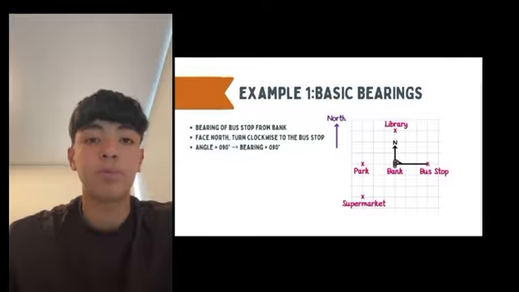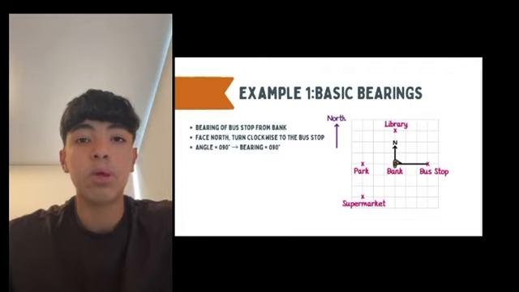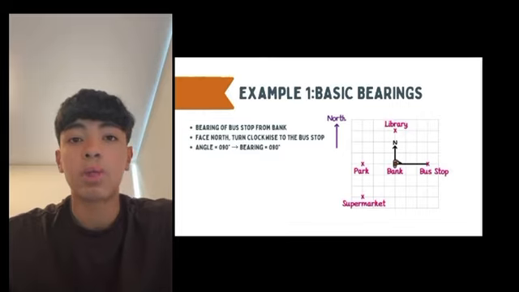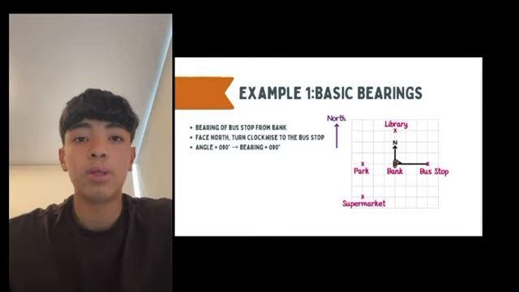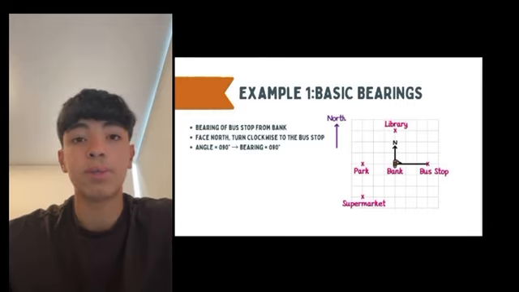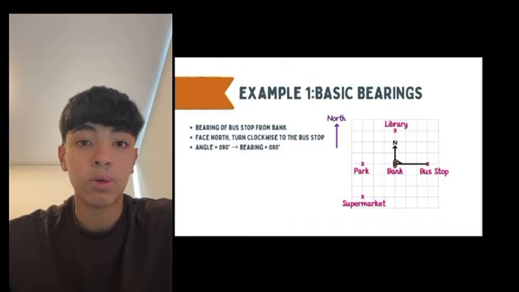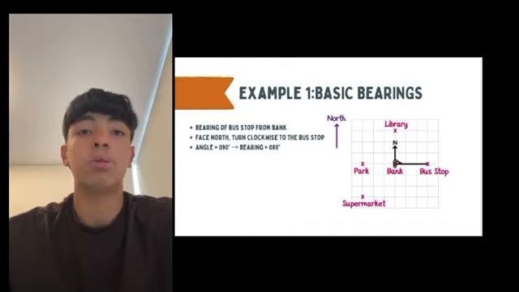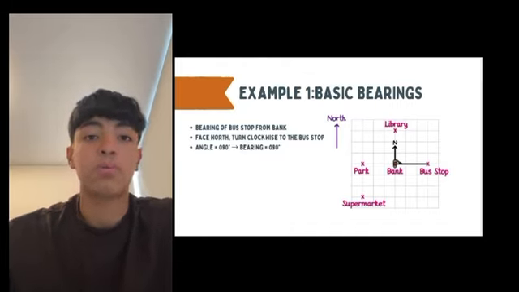north line. In this example, we find the bearing of the bus stop from the bank. We start by standing at the bank and facing north. Then we turn clockwise until we face the bus stop. This turn is a quarter turn, which is 90 degrees. Since bearings need 3 digits, we write it as 090 degrees. This shows how bearings work using the basic compass directions.